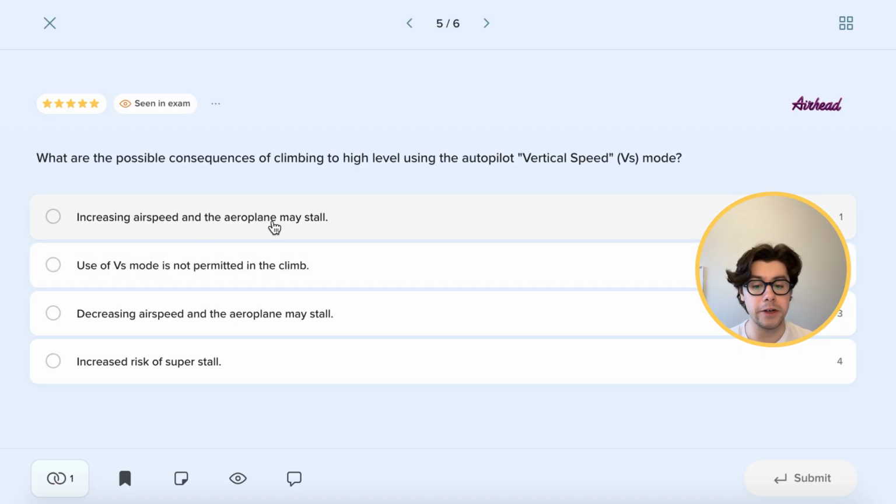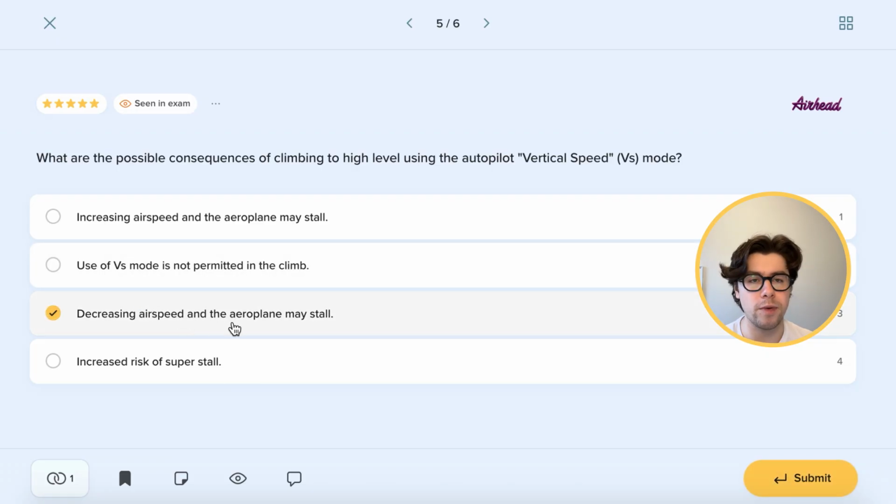It's the opposite. The airspeed is decreasing. Use of vertical speed mode is not permitted in climb. It is absolutely permitted and is very often used in the airlines in order to, for example, not trigger spurious TCAS alerts. However, decreasing airspeed and the airplane may stall will absolutely be the correct answer.